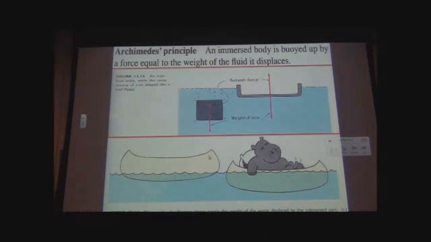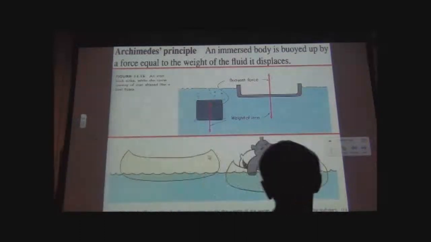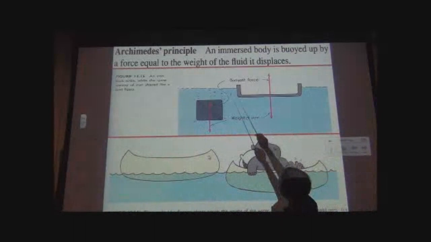So if you take that 15 gallons of water and you weigh it, you end up with a certain weight. That weight is what gives us the buoyant force on my body pushing me up out of the water. That's basically what the principle states. So it's buoyed up by a force equal to the weight of the fluid it displaces.